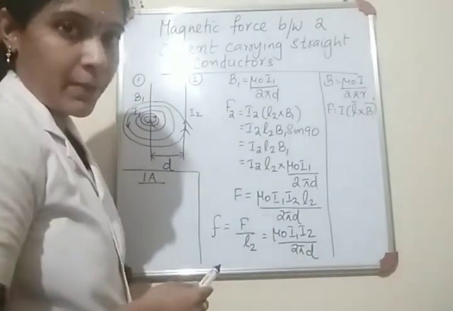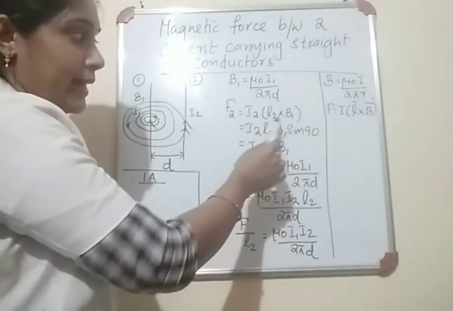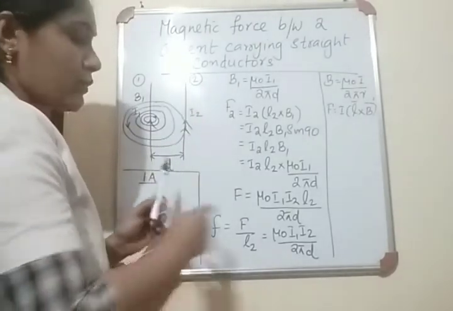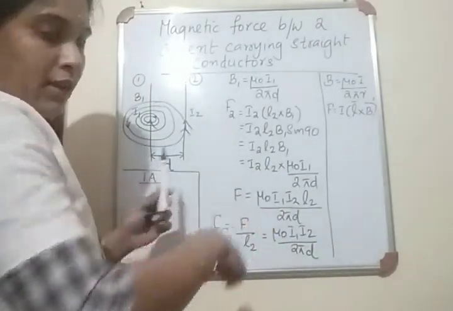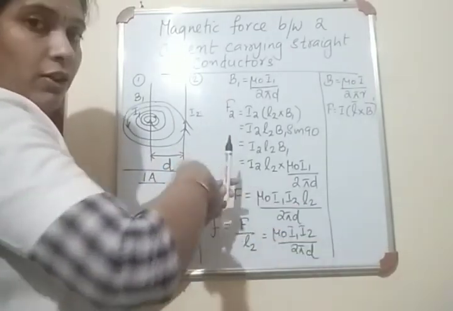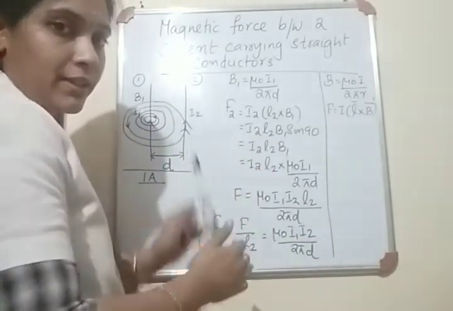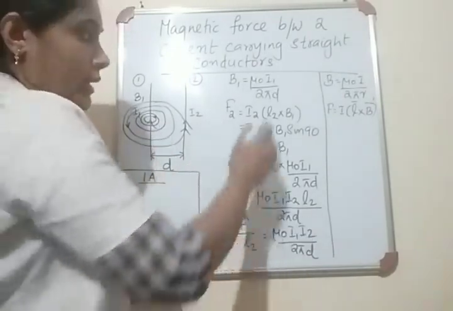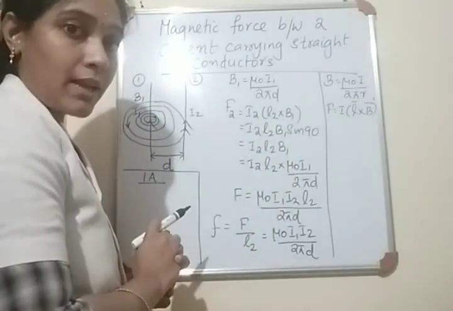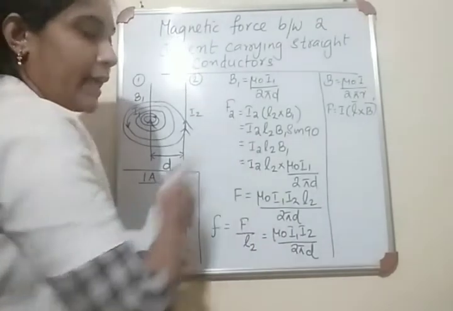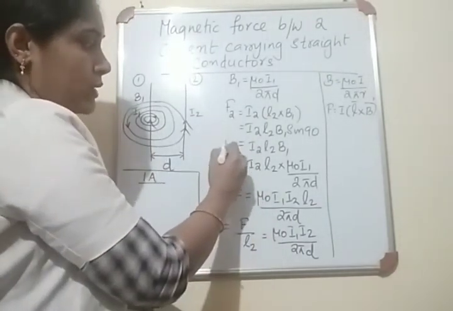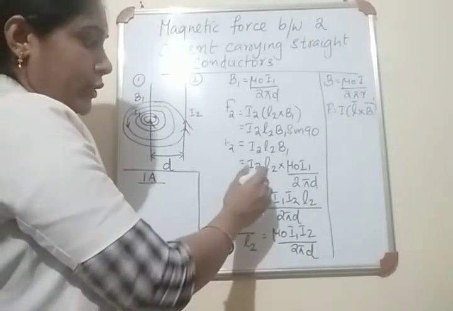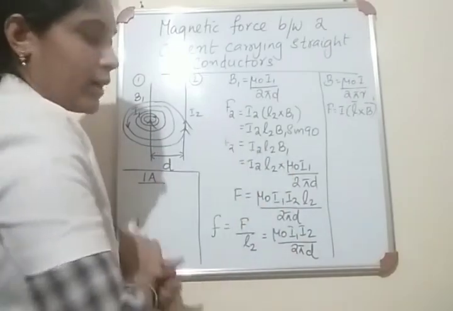That is I2 L2 B1 sin theta. And what is the angle between length and magnetic field? Here the length is considered in the upward direction and the magnetic field is lying in this plane. So this is the direction of length and this is the direction of magnetic field. This is the plane of the magnetic field and this is the length vector. So the length is perpendicular to the magnetic field. That means the angle between L and B is 90 degrees, sin 90 is 1. So the expression for force will be F2 equal to I2 L2 B1. What is B1?